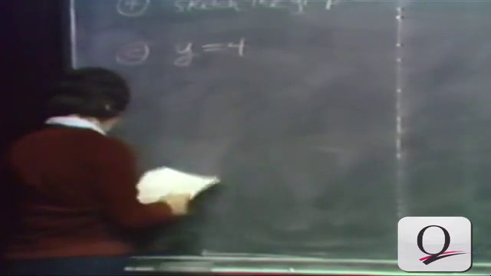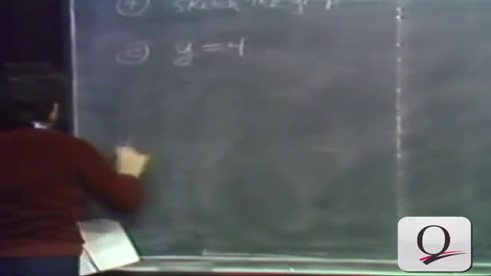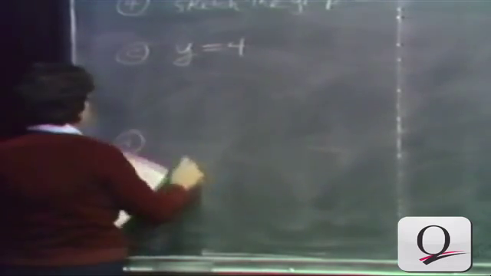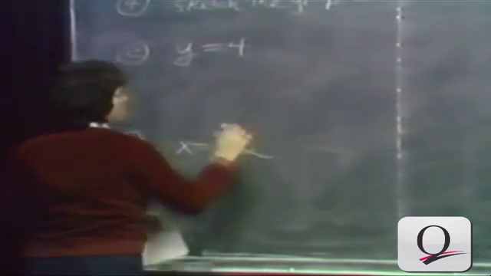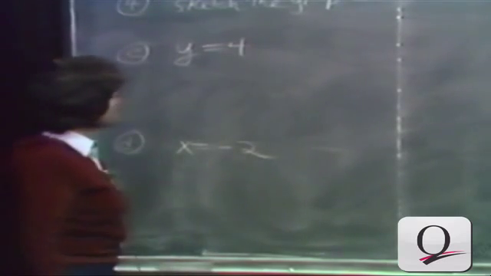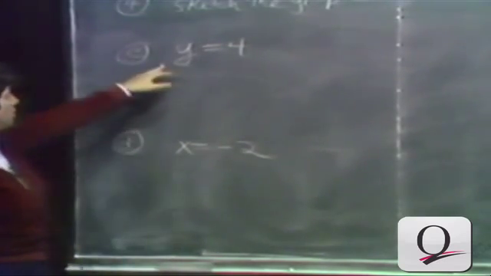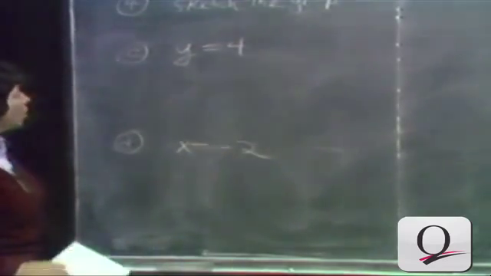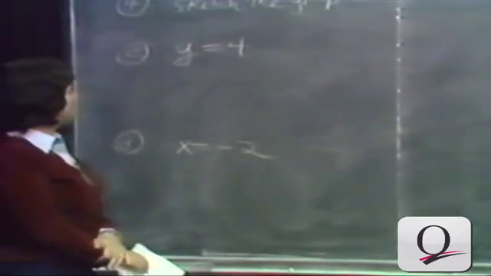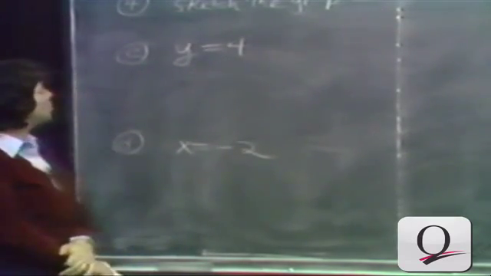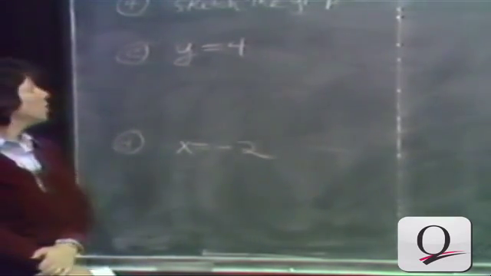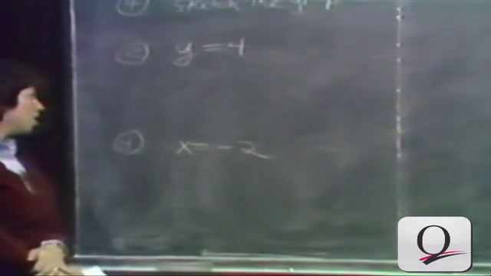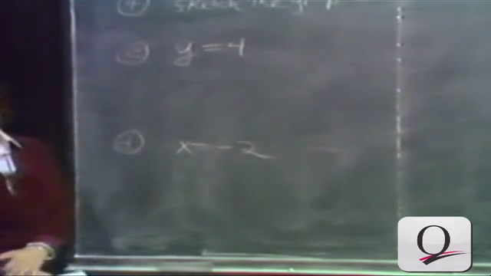OK, let's continue with sketching the graphs of straight lines. y equals 4. And also, the next one, part D, x equals minus 2. I consider these slightly special cases because in the first one, of course, we have no x term, and in the second, we have no y term. OK, the graph of an equation of this form, y equals some constant. We know that it's a line. It's a horizontal line. Let's see why.